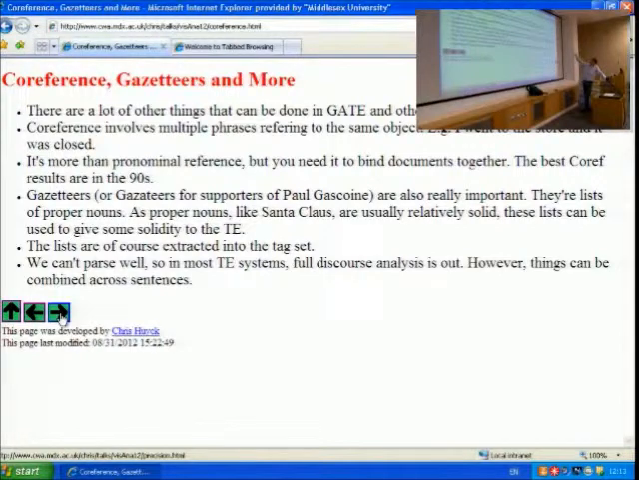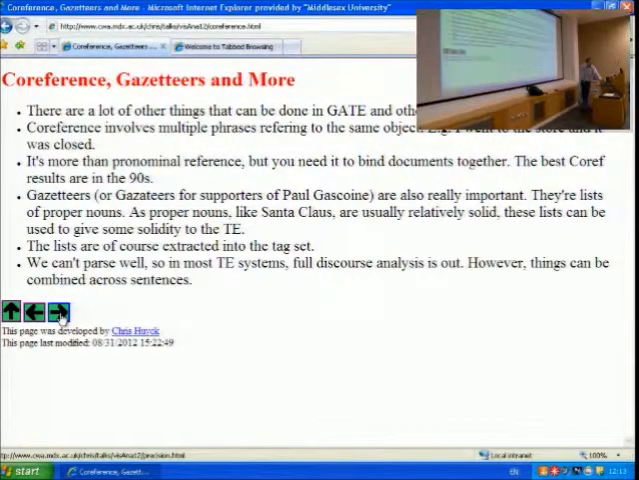You need it to bind documents together, and the best co-ref results are in the 90s. Gazetteers, or gazetteers for supporters of Paul Gascoigne. Anyone get that joke? No? Okay. I actually typed it in as gazetteers at first, and then I went through and said, oh, that's misspelled. I felt good about that. Gazetteers are also really important. They are lists of properties. Paul Gascoigne was called Gaza, in case you didn't quite get that joke. Proper nouns like Santa Claus are usually relatively solid. These lists can be used to give some solidity to the text extraction.